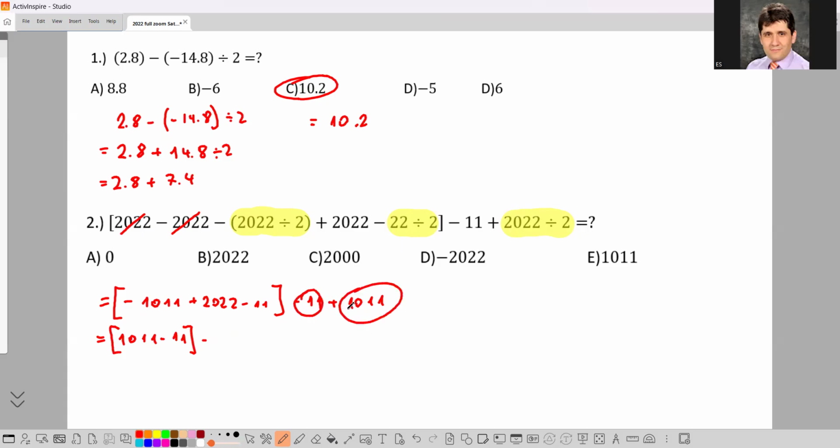Negative 11 plus 1011 is the same as 1011 minus 11, which makes 1000. So we get 1000 plus 1000. That gives our answer 2000 here. All right, next.